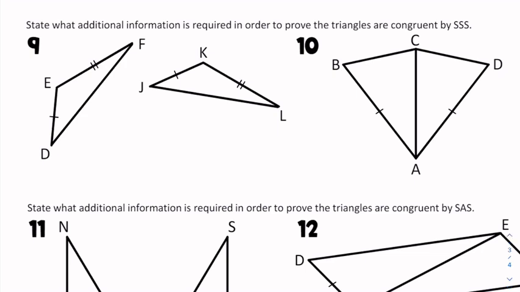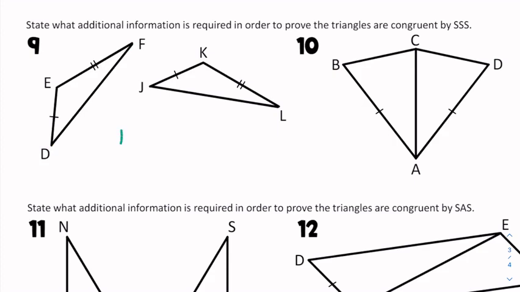So in number 9, we are looking for three sides. Notice that they only give us two sides. We have this side is congruent and this side is congruent. So we need a third side. So what are the sides that we need? Specifically, we need side DF.